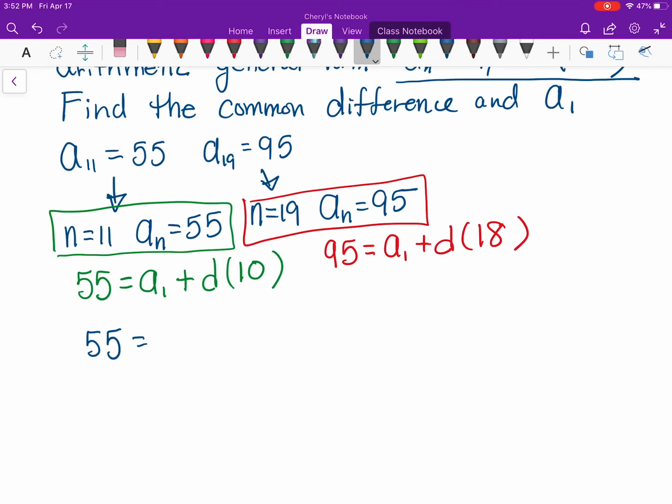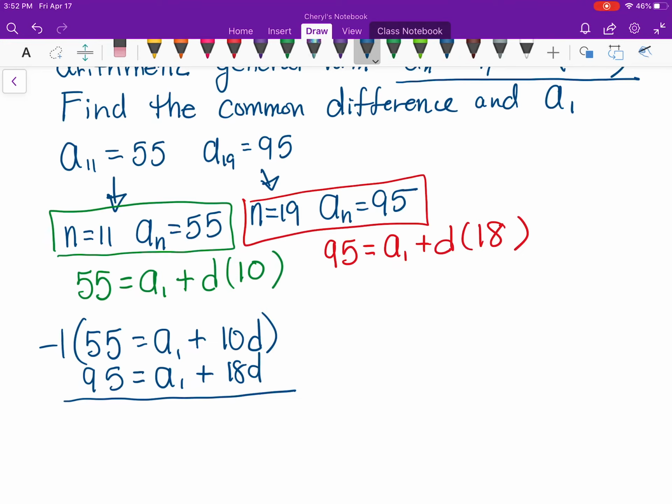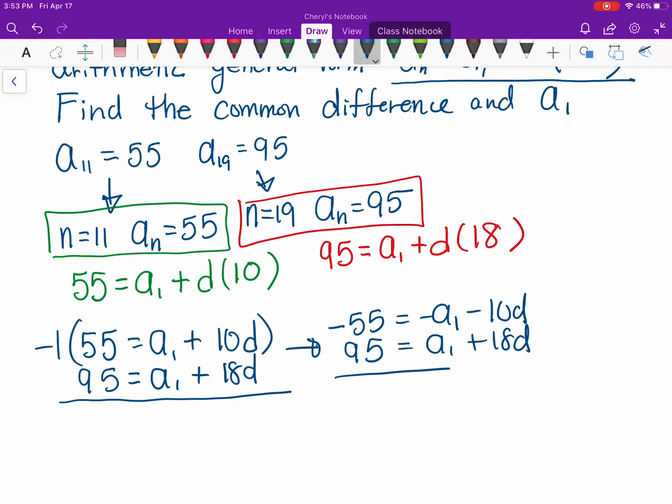So I have 55 is equal to a1 plus 10d. And I have 95 is equal to a1 plus 18d. If I multiply the first equation by -1, then I'm going to get -55 is equal to -a1 minus 10d, and I'll leave the second equation down below alone.